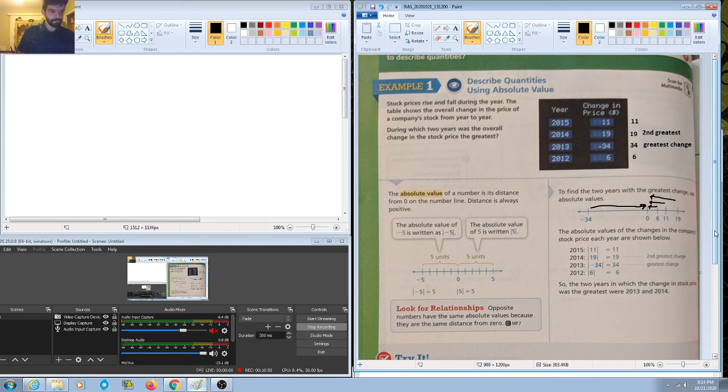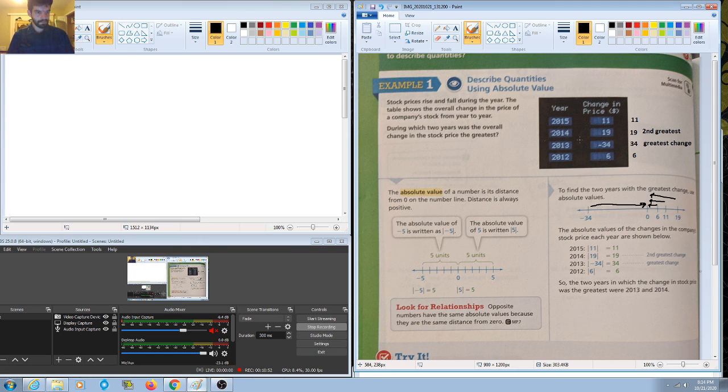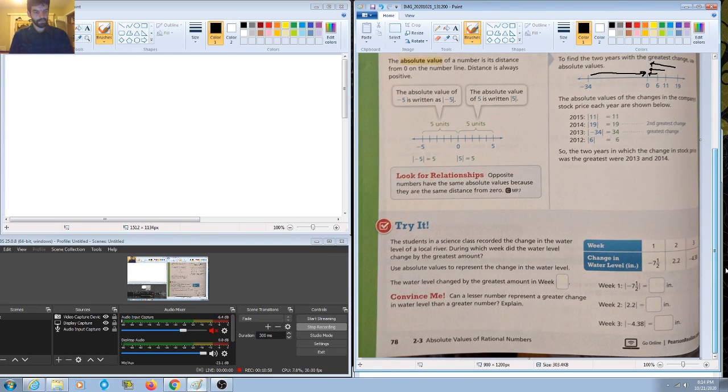Alright. So the 2 years were 2013 with the greatest change and 2014 with the second greatest change. Alright. So here's the try it question. It says the students in a science class recorded the change in the water level of a local river. During which week did the water level change by the greatest amount? Use absolute values to represent the change in the water level.